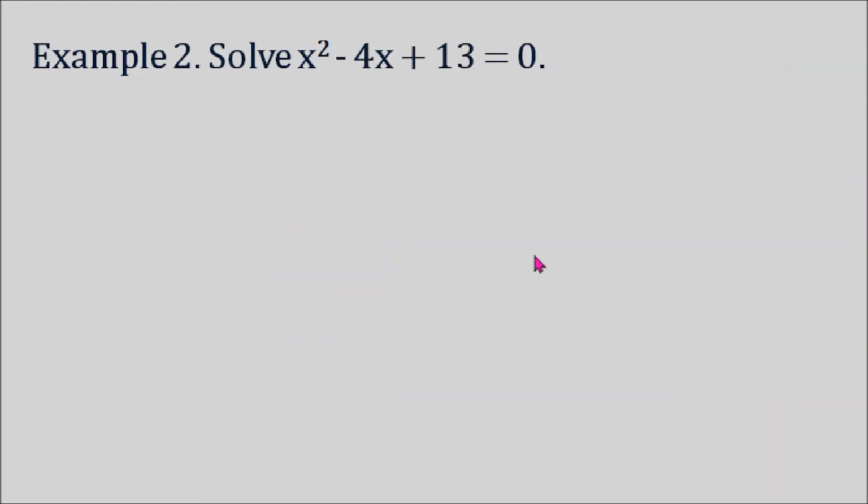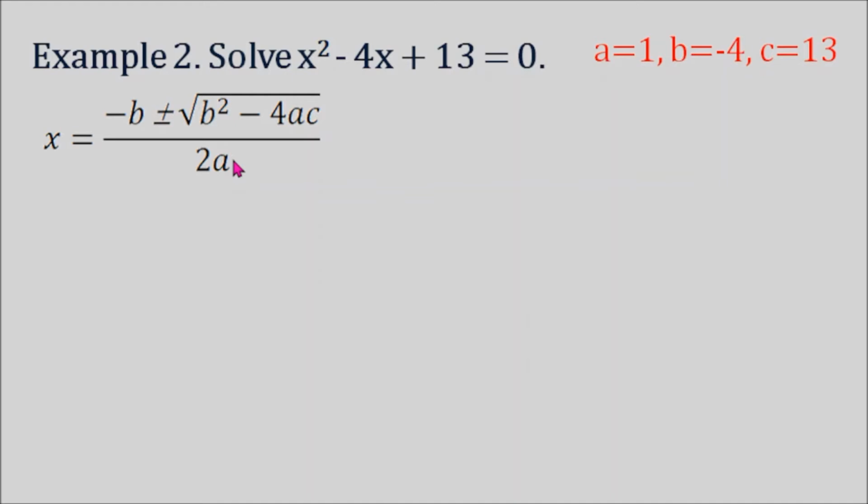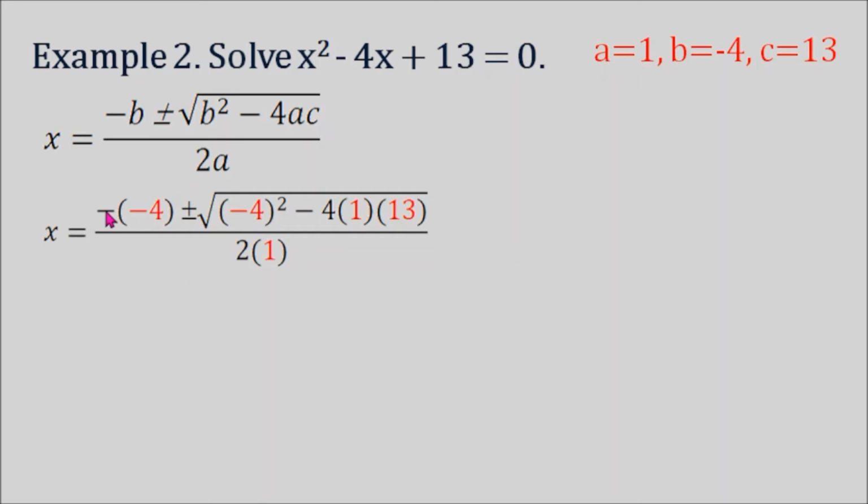Example number 2. Solve x squared minus 4x plus 13 equals 0. So our a here is 1, our b is negative 4, and our c is 13. And this is our quadratic formula. Substituting these values to our formula, this is what we get. Negative of negative 4 plus and minus square root of negative 4 squared minus 4 times 1 times 13 all over 2 times 1.